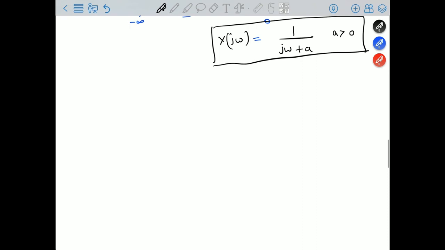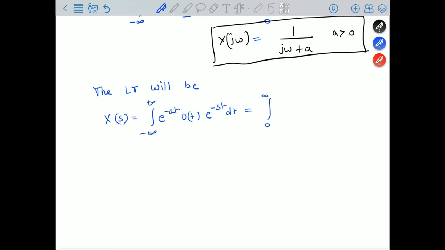Now we'll calculate the Laplace transform. So the Laplace transform will be, we have seen the formula, we have X of s which has the form integral from minus infinity to infinity of e raised to the power minus at u of t, e raised to the power minus st dt, and we will write it as 0 to infinity because of this u of t factor, e raised to the power minus (s plus a)t dt, that will be equal to 1 over s plus a.